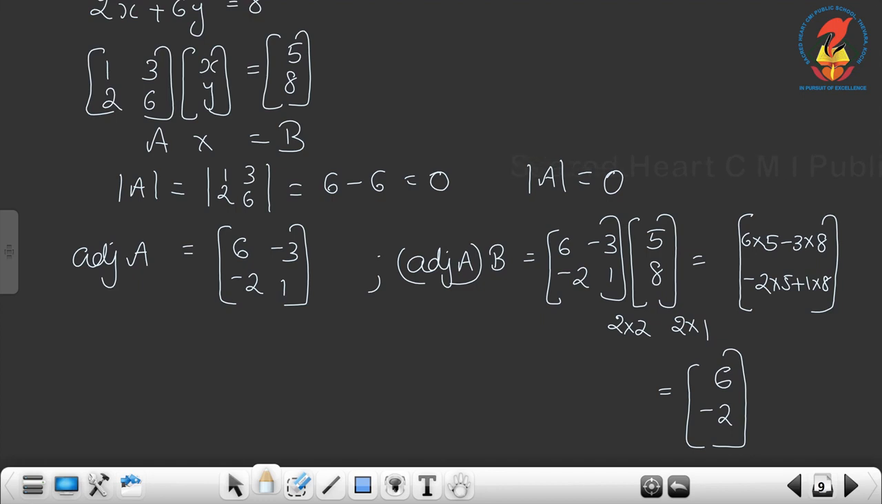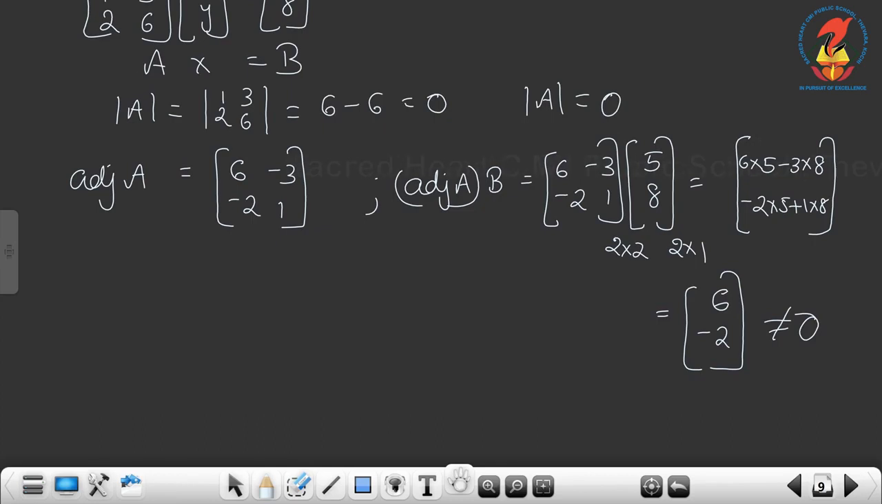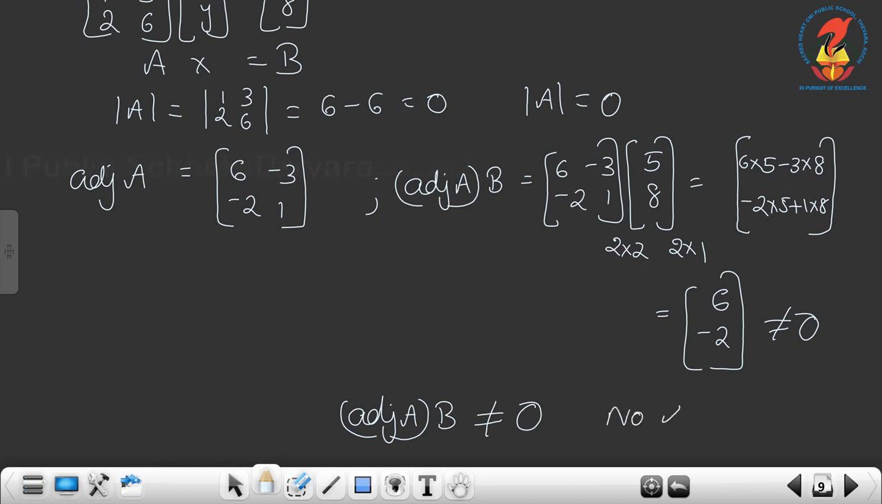Is this matrix a 0 matrix? No, this is not equal to 0. That is, adjoint of A into B is not equal to 0. So what is the conclusion? The system has no solution, that is the condition. No solution exists. That means the system is inconsistent. System is inconsistent.